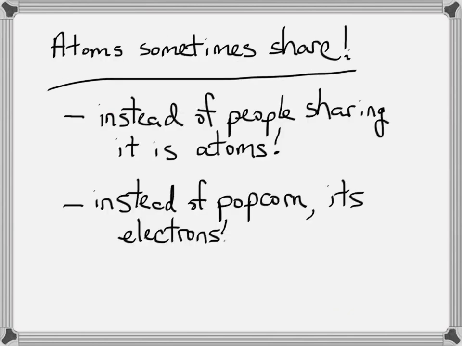But when it comes to chemical bonding, it's not people sharing, it's atoms. Atoms such as carbon or nitrogen or hydrogen or any of the ones on the periodic table. Sometimes sharing can be between the same atoms and sometimes between different atoms. We also have a difference here when we're talking about chemical bonding. It's not popcorn we're sharing, it's electrons. Remember, electrons are outside the nucleus of the atom. They're kind of flying around the nucleus of the atom. And so these are the subatomic particles, the electrons, that will be shared between atoms.